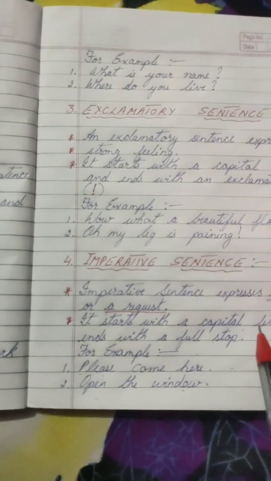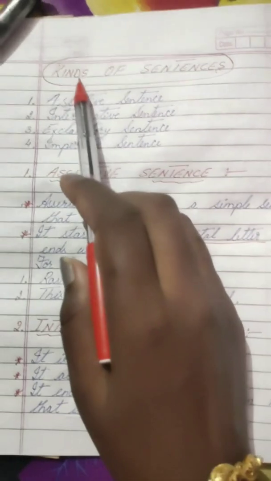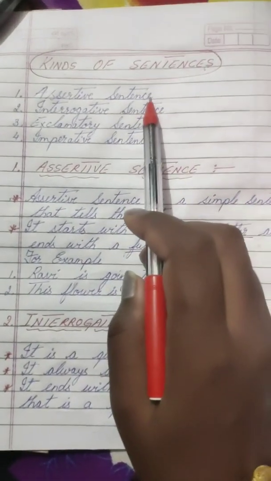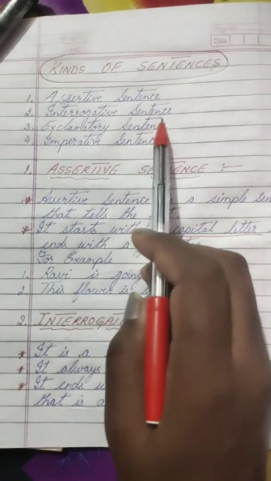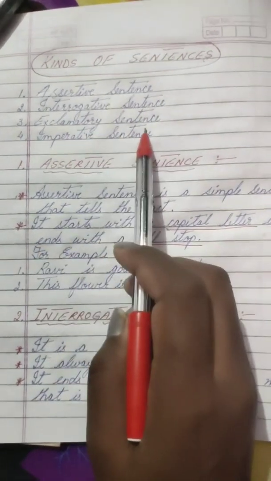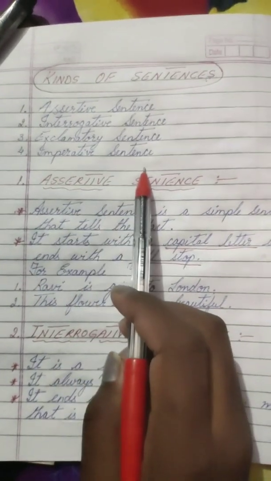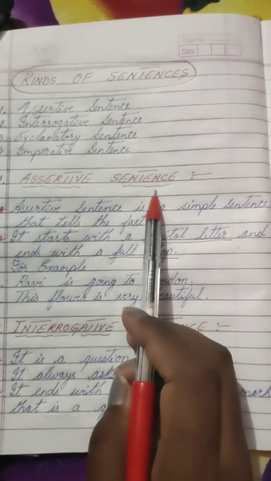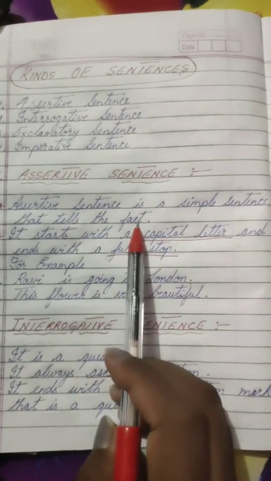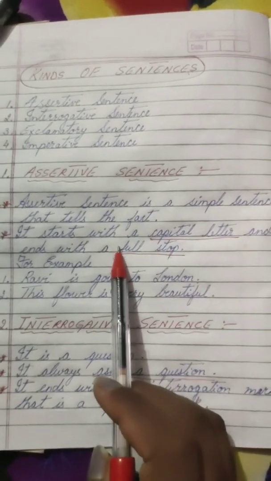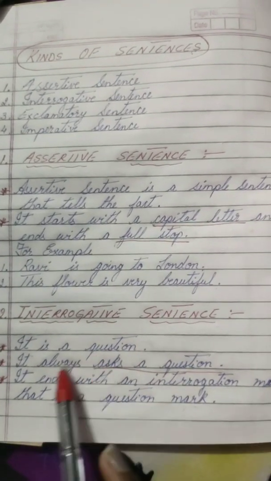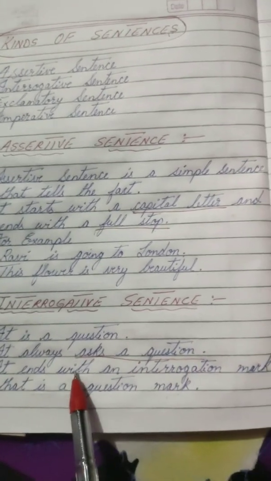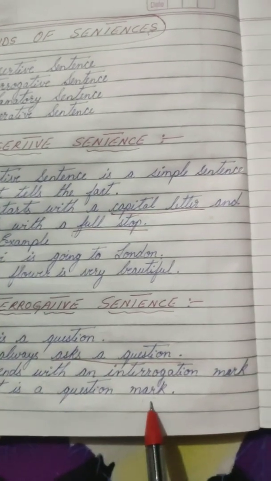So what we have learned today, children, we have learned different kinds of sentences. Okay, so how many kinds of sentences are there? 4 types of sentences. Okay, number 1, assertive sentence. Number 2, interrogative sentence. Number 3, exclamatory sentence. And number 4 is imperative sentence. So the assertive sentence is a simple sentence that tells the fact. It starts with a capital letter and ends with a full stop. Okay, now interrogative sentence, it is a question. It always asks a question. It starts with a capital letter and ends with a question mark.